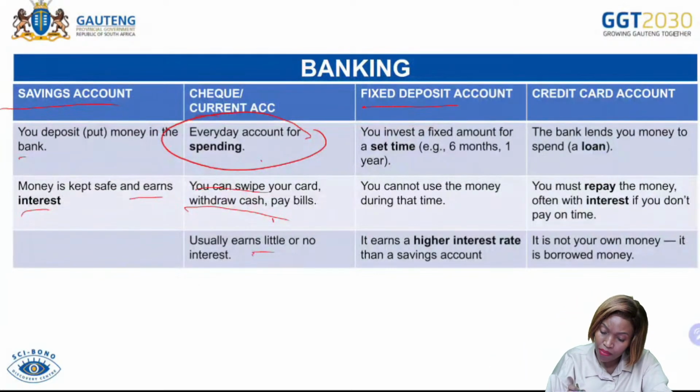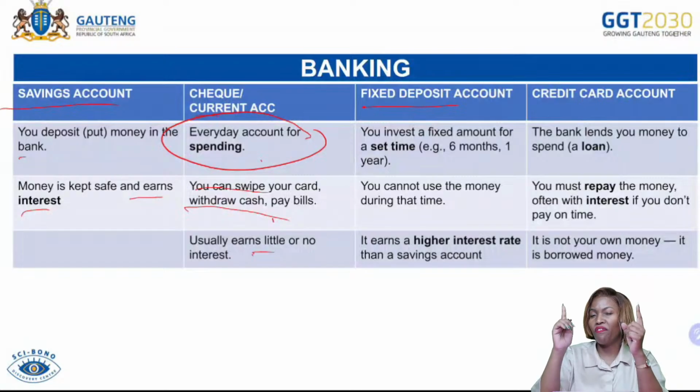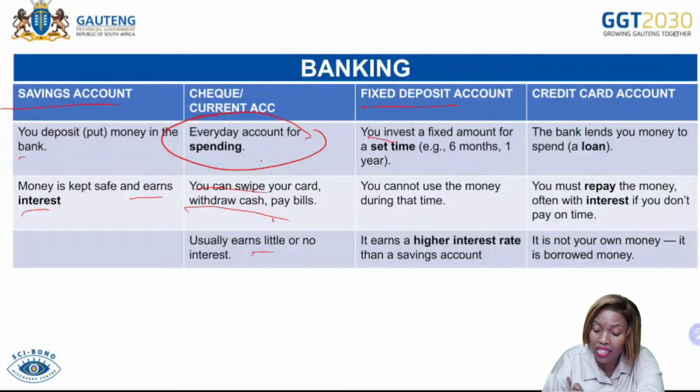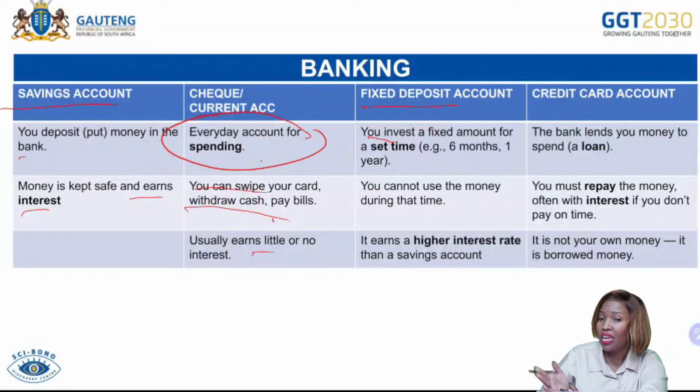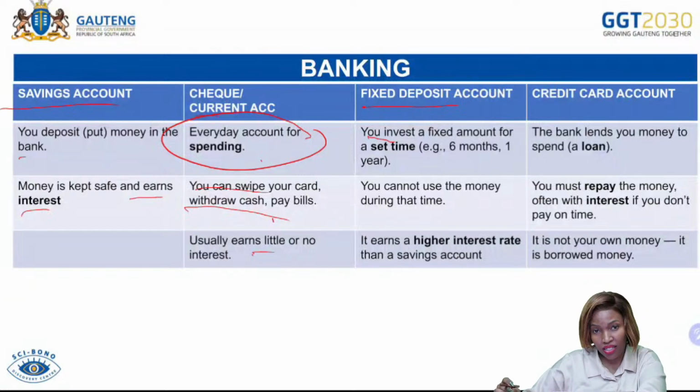With a fixed deposit account, the word fixed, remember, means it's unchanging, it stays the same. In this case, this is where you save money, this is where you invest your money, and it stays there untouched. So your investment period will depend on your agreement with the bank. It can be 3 months, 6 months, 1 year, 3 years, 5 years, 10 years. It depends on your agreement. Another interesting factor is that the longer you invest, the more interest you will earn.